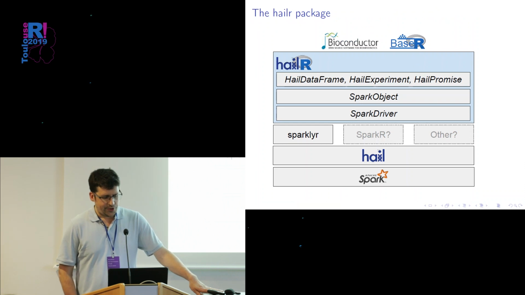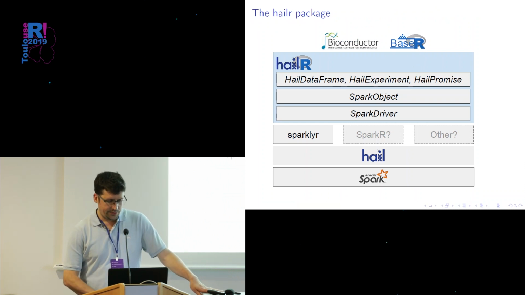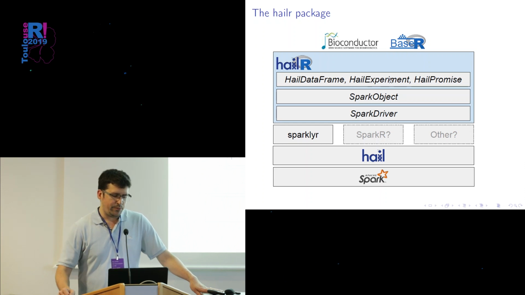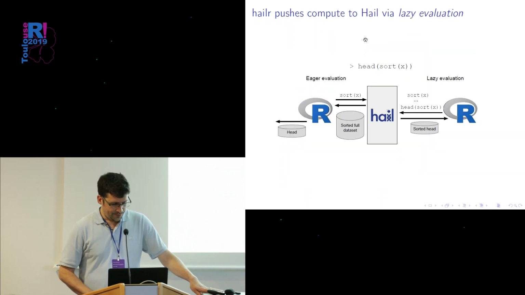So the Hail R package builds on top of Hail, which in turn builds on top of Spark. We're currently using the sparklyr R interface for talking to Hail, but we have an abstraction on top of that for conveniently dealing with these Spark objects, and then building out these high-level data structures that implement the same API. They essentially extend the Bioconductor data structures, but implement them in Hail rather than in R. And all of these provide the same API as everything else.